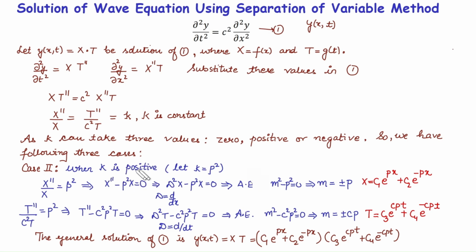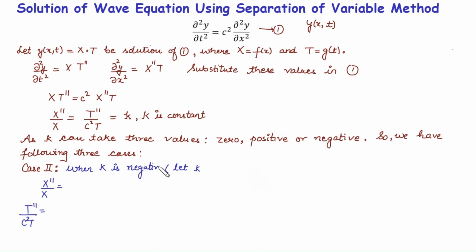Now let's consider the third case when k is negative. So in the negative k case, let k be equal to minus p square, where p is a real number. So here we have taken the negative real number. Now according to this, we have the second order derivative of X divided by X is equal to minus p square, and here we also have minus p square.